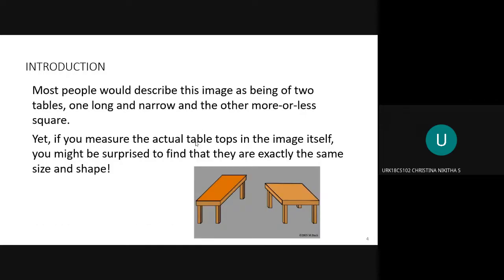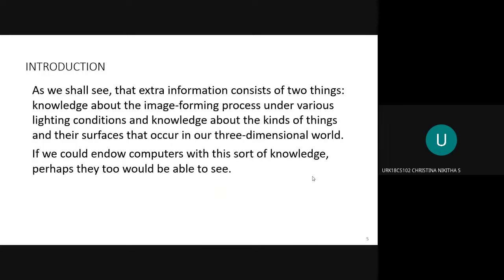As we can see in this image, the tables are the same, since the view of the angle is from different directions. It seems like there are two different tables, but actually, if we measure, the table size is the same. But since the view and the angle is different, both the tables look different. So the information that is taken from those angles is about the lighting conditions, angles, and the surface of the object which is being captured.